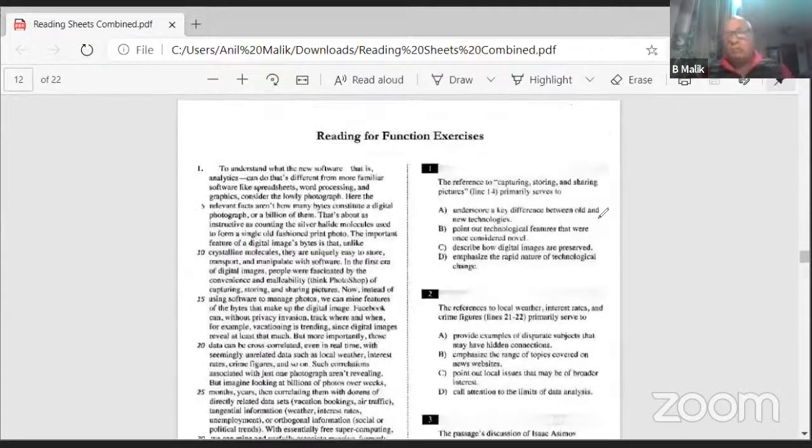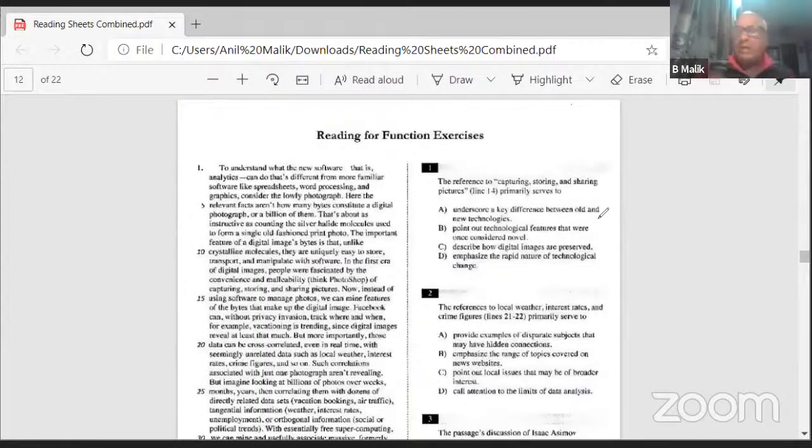Look at question number one and question number two. They come from the same paragraph, sir. The reference to capturing, storing, and sharing pictures refers to what? And then I come to number 21 to 22. The references to local weather, etc., primarily serve to do what?